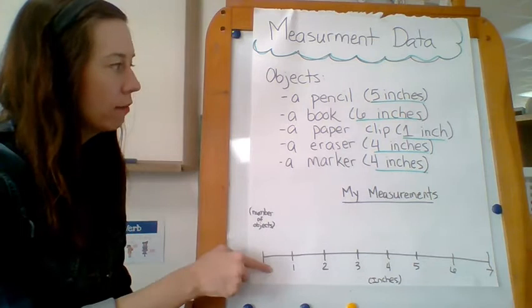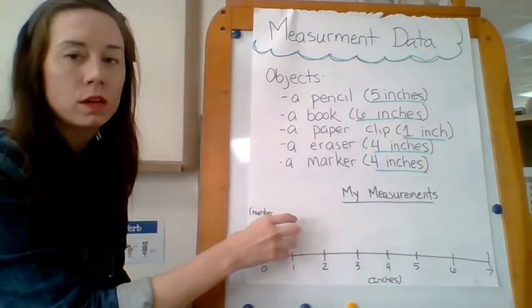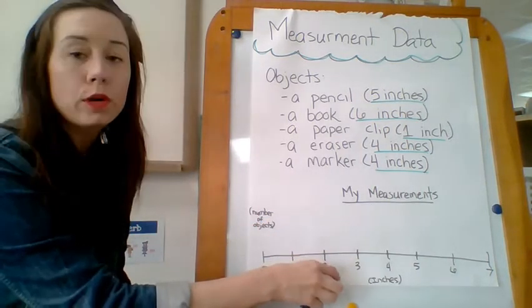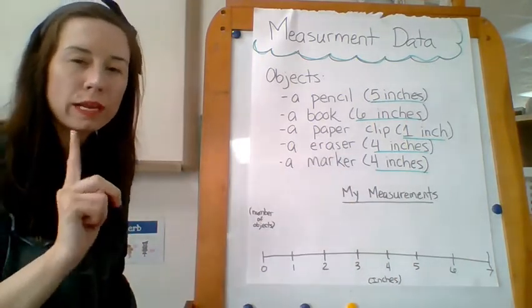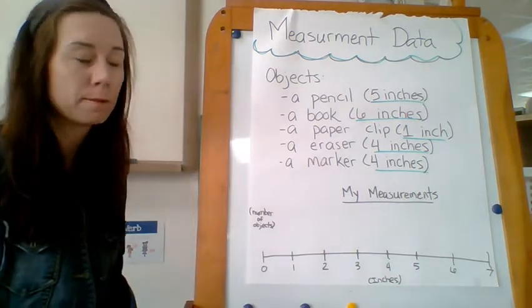So I could have pencil down here, and I would show how long it was. Or I could have a book, or a paperclip, or eraser. So keep that in mind. You can switch those two things.